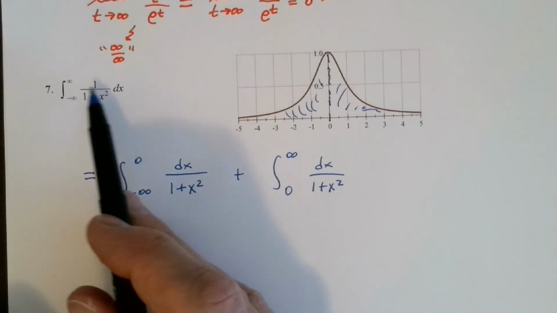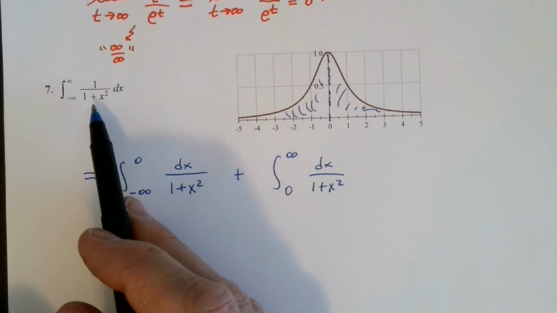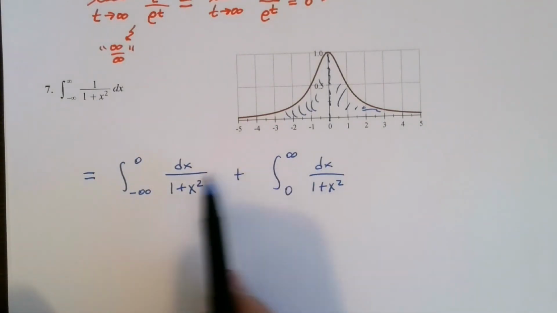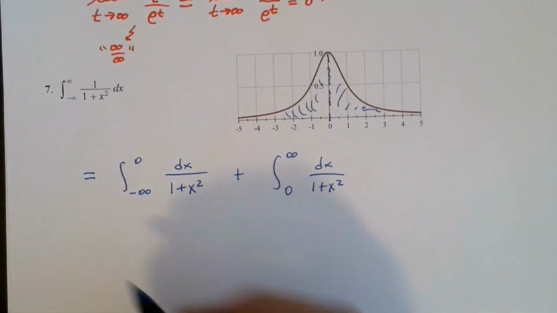And that's the only way this integral will converge. If both of these integrals converge, then this integral converges. If either one of these integrals were to diverge, either one or both, then this integral diverges. Okay, so let's take a look at it.